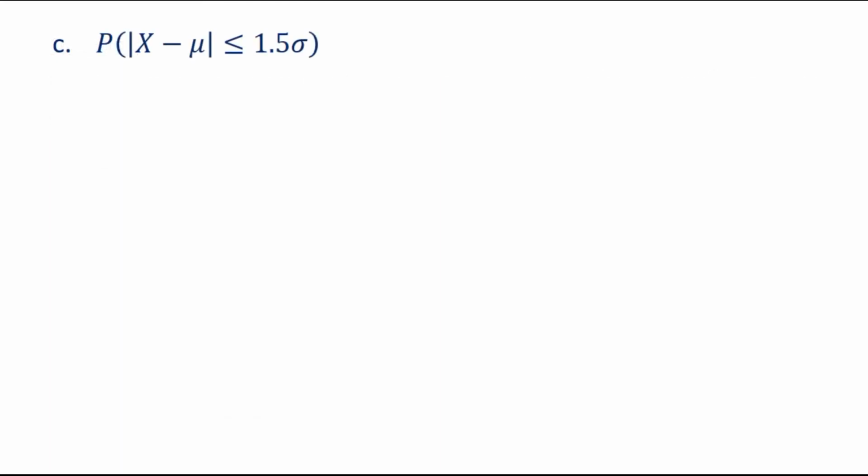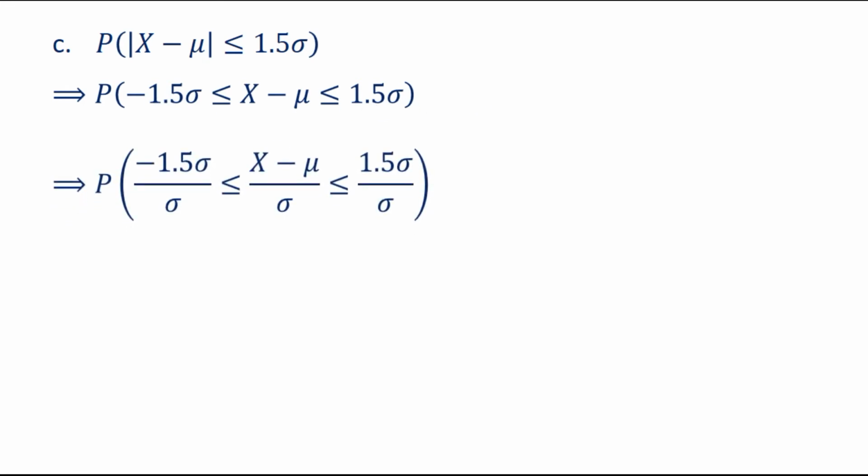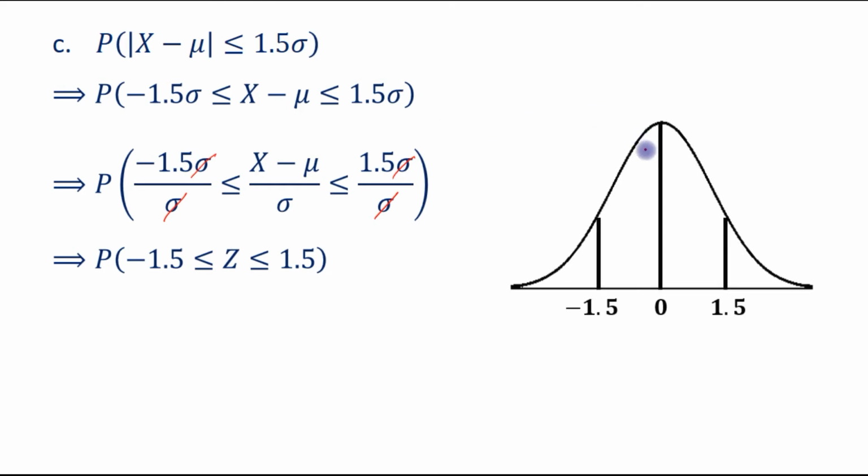In the next step, we can write it as probability that minus 1.5 sigma less than and equal to x minus mu less than and equals to 1.5 sigma. Now we can divide all these terms by sigma. So this will become, and next step, this will cancel out, and x minus mu upon sigma can be written as standard normal variate, that is z. So basically we need to find this probability between minus 1.5 and 1.5.